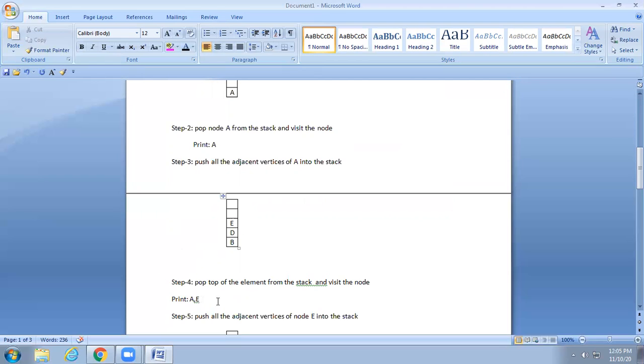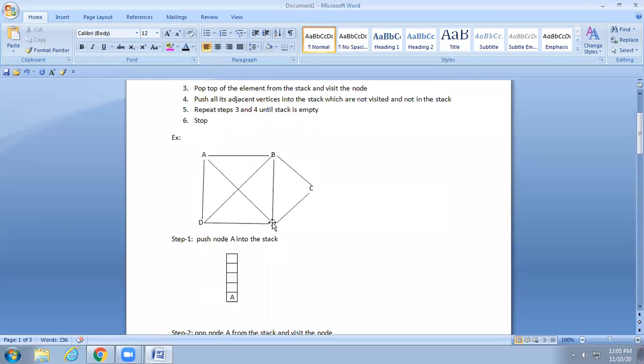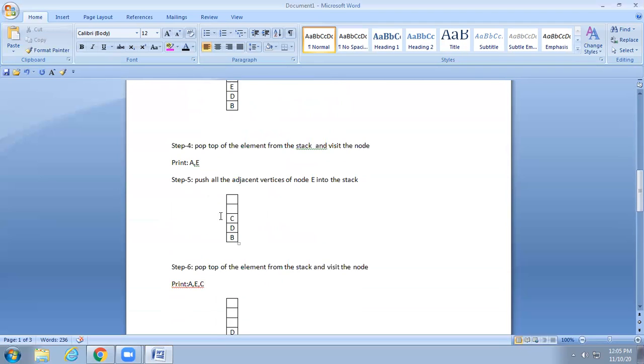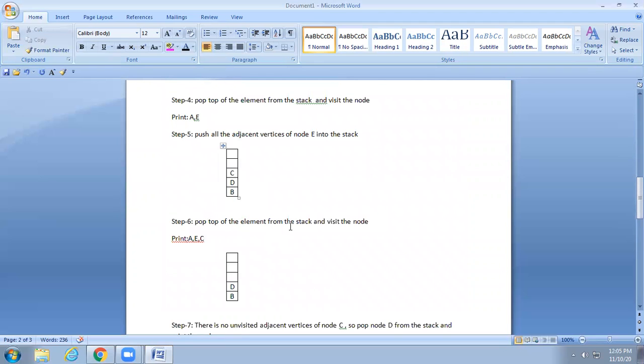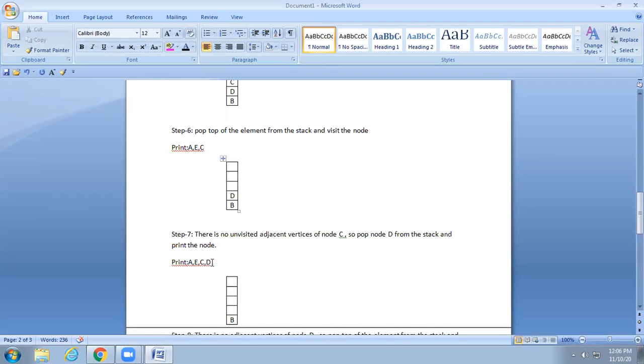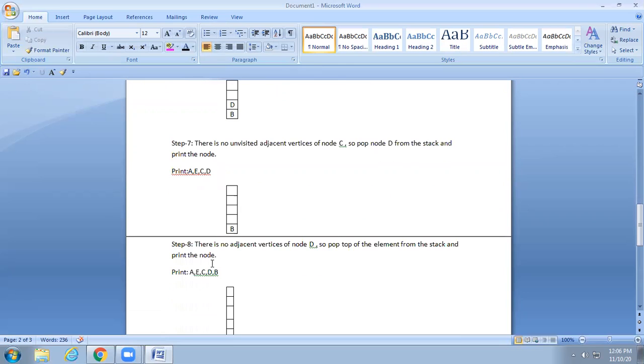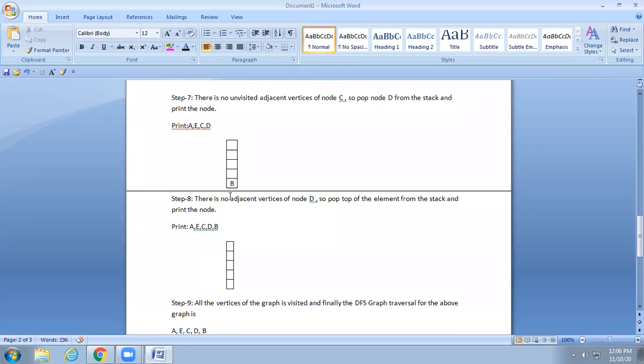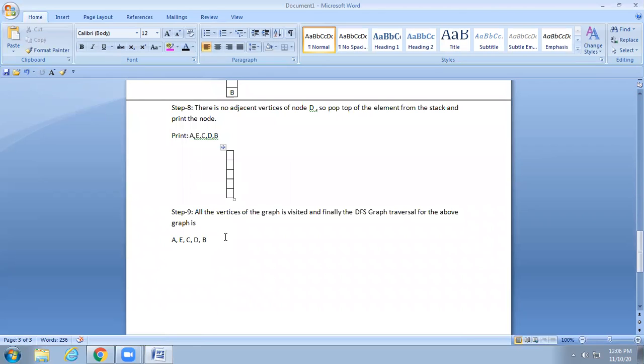So I will visit E. Then what are the adjacent vertices of E? The adjacent vertices of E are A, D, and C. A and D are already visited, so you have to push C. Again pop the top of the element. What is the top of the element? C. After popping C, the stack is B and D. Again you have to pop the top of the element. After that, the stack is D, and then we have B. So like this we can do the DFS graph traversal. This is the procedure for DFS graph traversal.